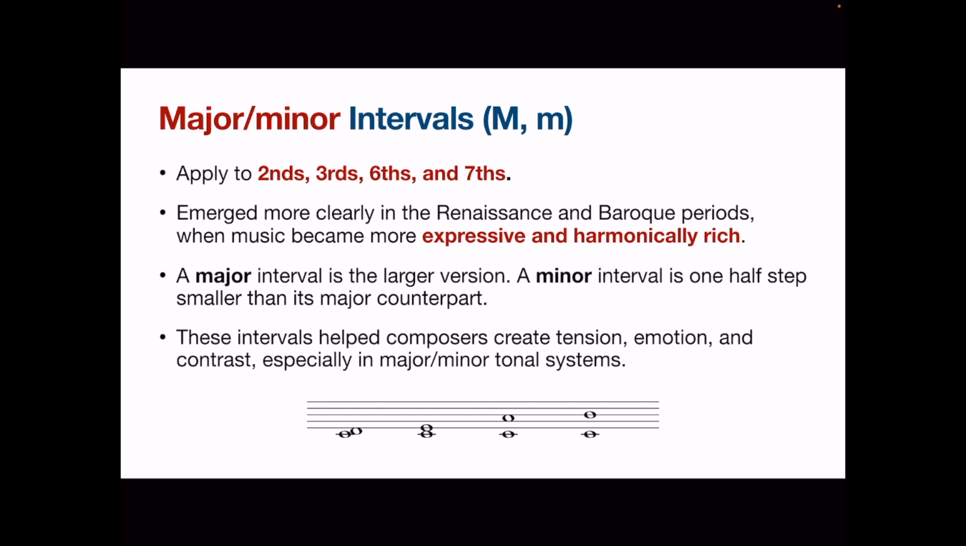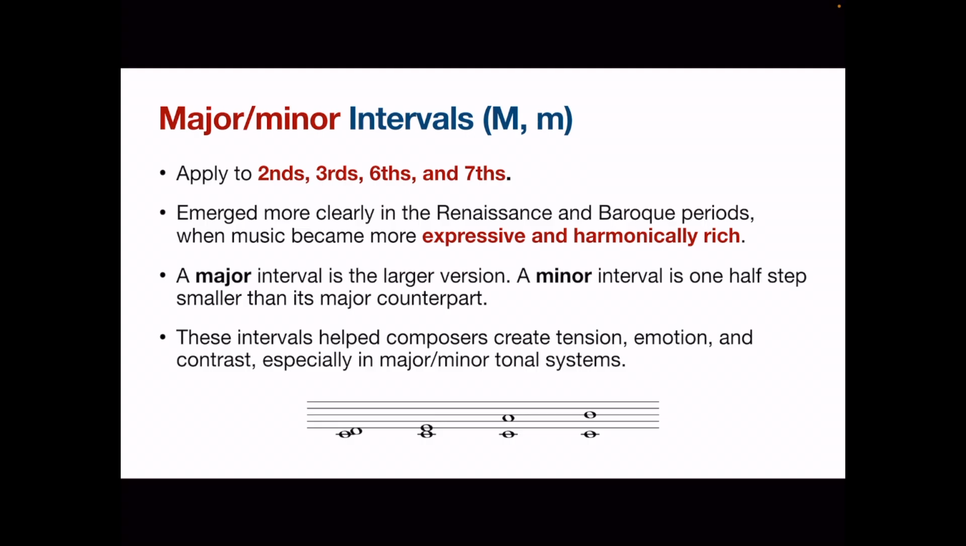Now we have major and minor intervals. These apply to seconds, thirds, sixths, and sevenths. These emerged more clearly in the Renaissance and Baroque periods when music became more expressive and harmonically rich. A major interval is the larger version, and a minor interval is a half step smaller than its major counterpart.